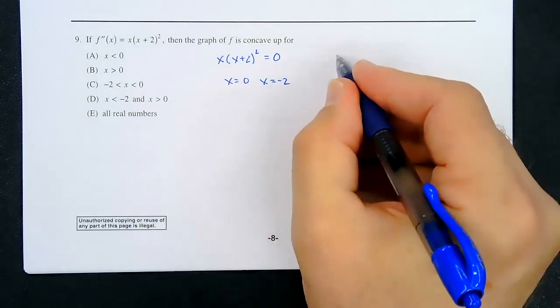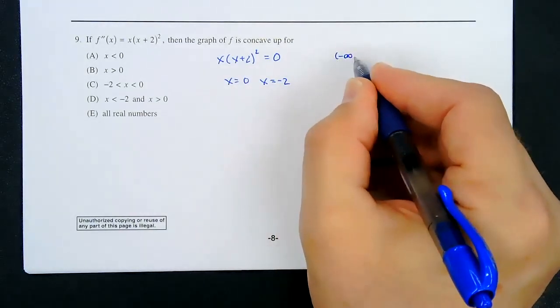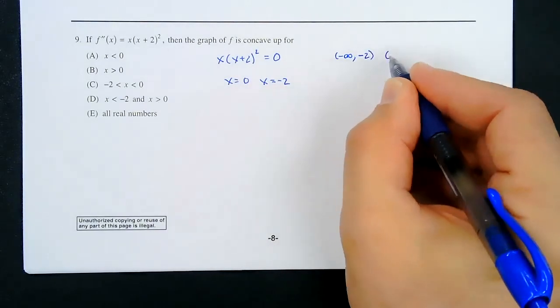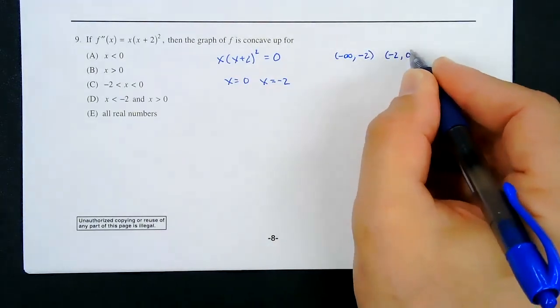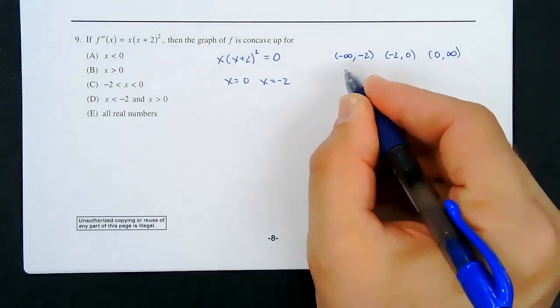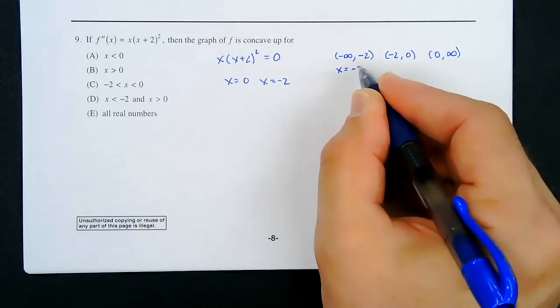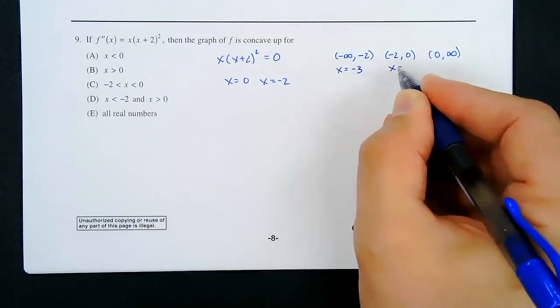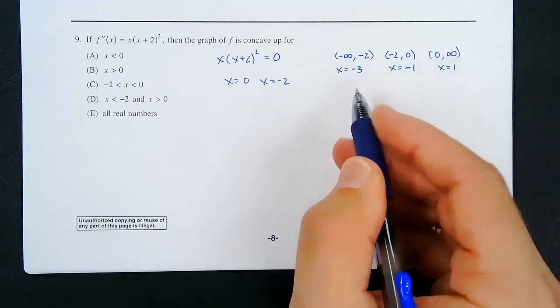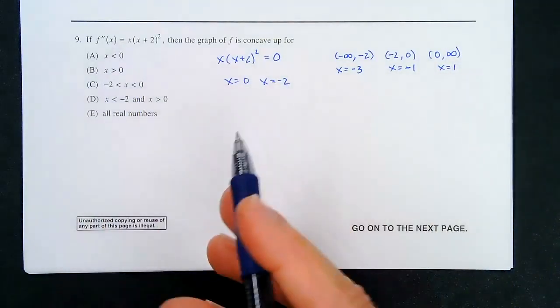So then we're going to set up a sign chart. We're going to go from -infinity for the interval up to the first of these, which is -2, and then -2 to 0, and then 0 to positive infinity. In here, I would use x equals -3. Here, x equals -1 for our test points. Here, x equals 1. And then when we put this into the second derivative, it's going to tell us the concavity.